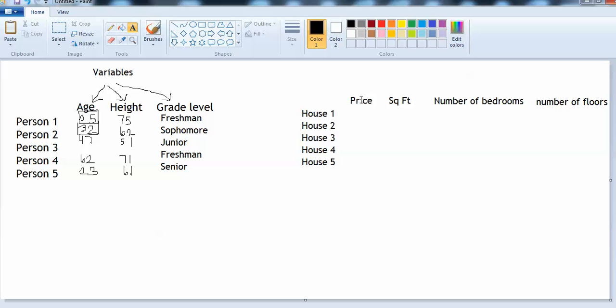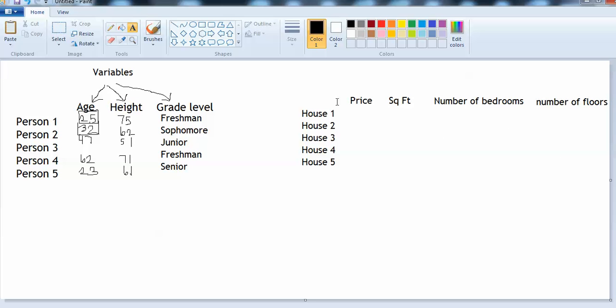So we're recording the prices, the square footage, the number of bedrooms, and the number of floors in 5 houses. These 4 things up here are the variables that are in our data set. These 5 houses are the observational units that we're collecting data from. And how many data values would be in here? 5 times 4. The 20 pieces of information that are in here would be the 20 data values.